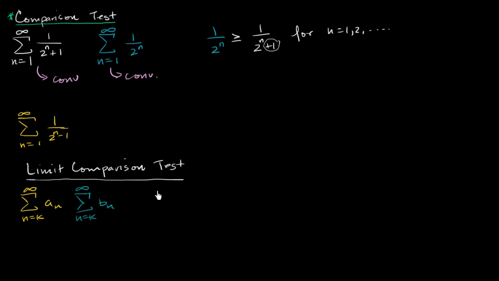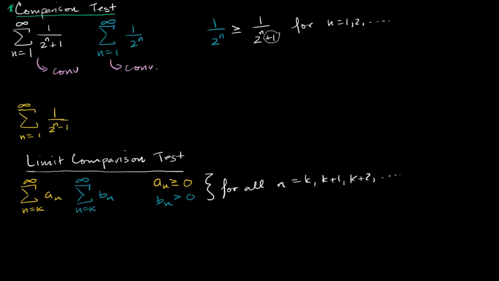And we know that each of the terms a sub n is greater than or equal to 0. And we know each of the terms b sub n is, actually we're just going to say greater than 0. It's going to show up in the denominator of an expression, so we don't want it to be equal to 0 for all the n's that we care about. So for all n equal to k, k plus 1, k plus 2, on and on. And this is the key. This is where the limit of the limit comparison test comes into play.